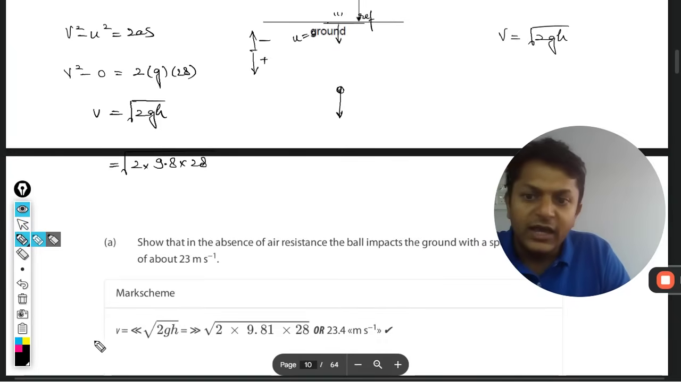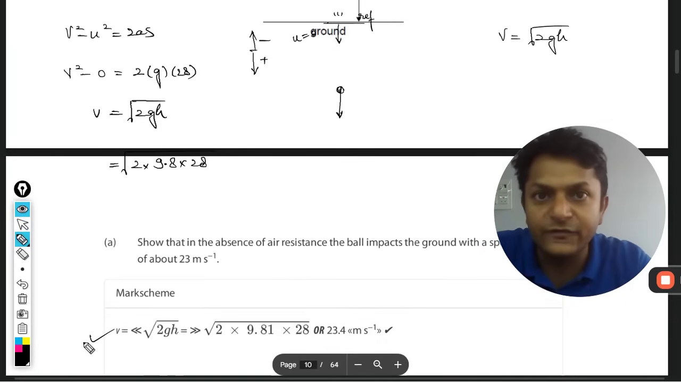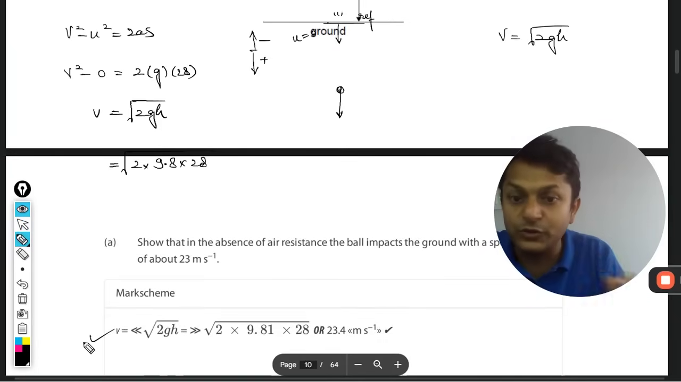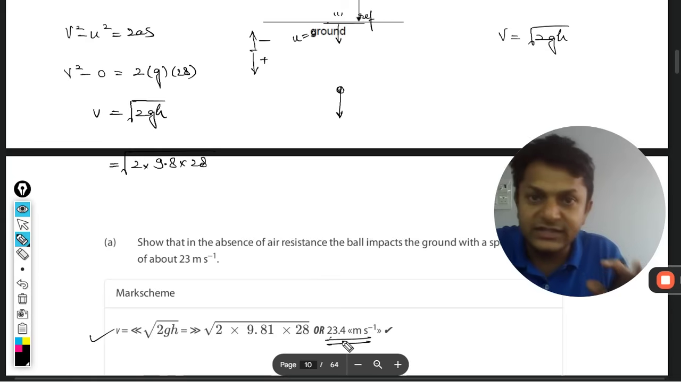So there you go. Even they have directly used the formula, v is equal to square root of 2gh. Plug in the value and get the answer. The answer is 23.4. This is how you do it.